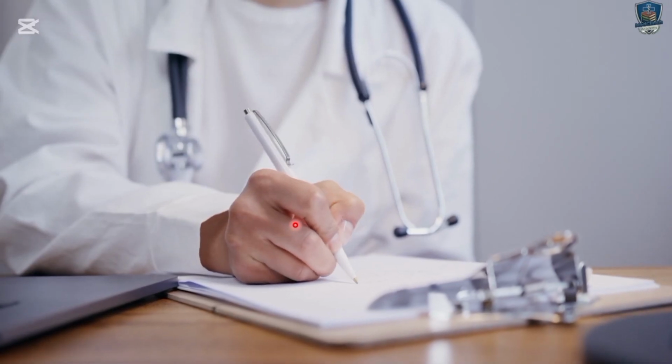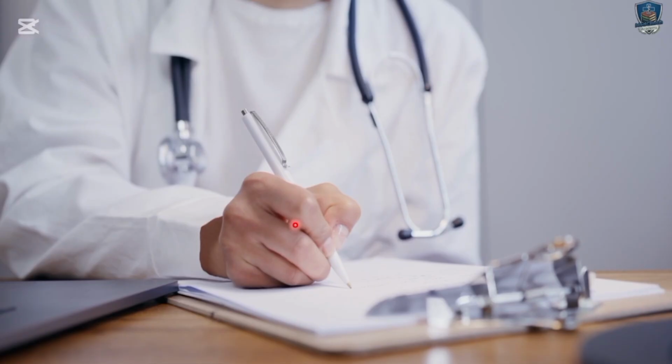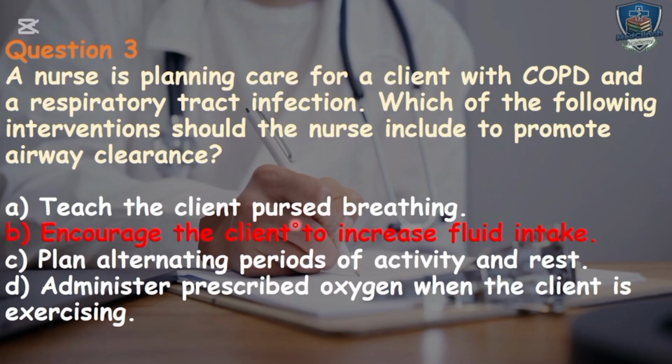So question number 3. A nurse is planning care for a client with COPD and a respiratory tract infection. Which of the following interventions should the nurse include to promote airway clearance? You have a patient who has two conditions. He has COPD, which we also call chronic obstructive pulmonary disease, and the client also has an infection in the respiratory tract. So what should the nurse do?